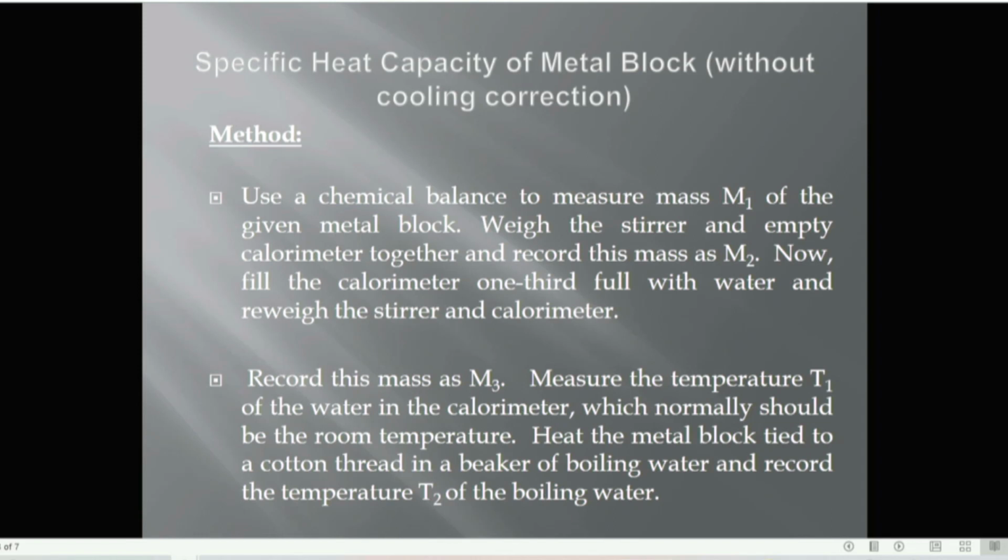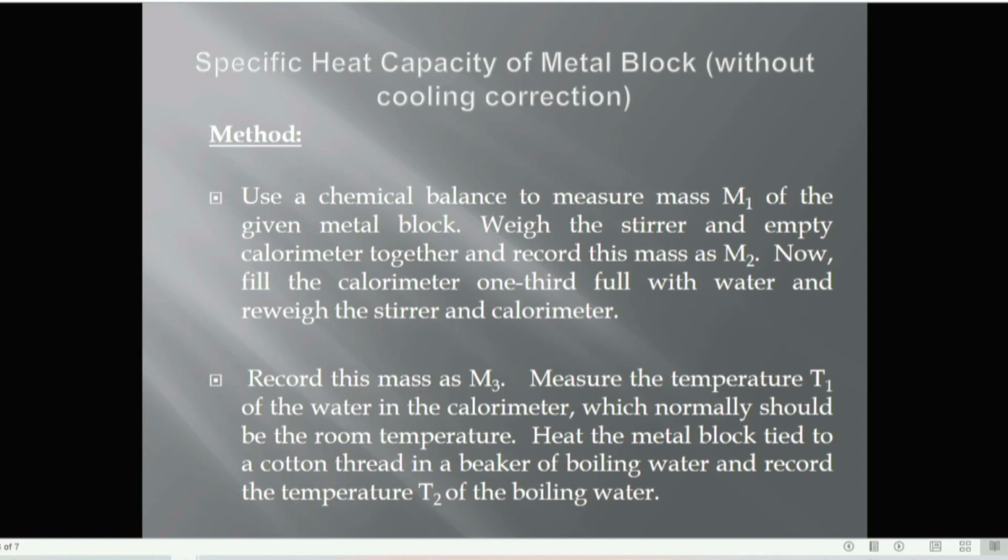Then fill the calorimeter 1/3 full with water, and reweigh the stirrer and the calorimeter together with the water inside. Record that as M3. Measure the temperature T1 of the water in the calorimeter, which normally should be the room temperature.